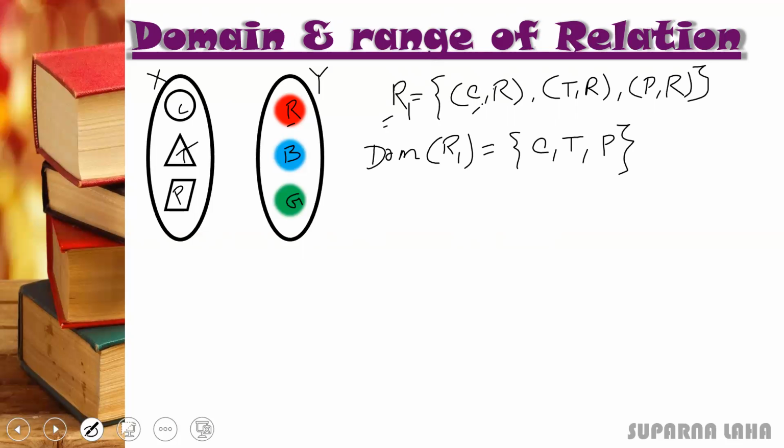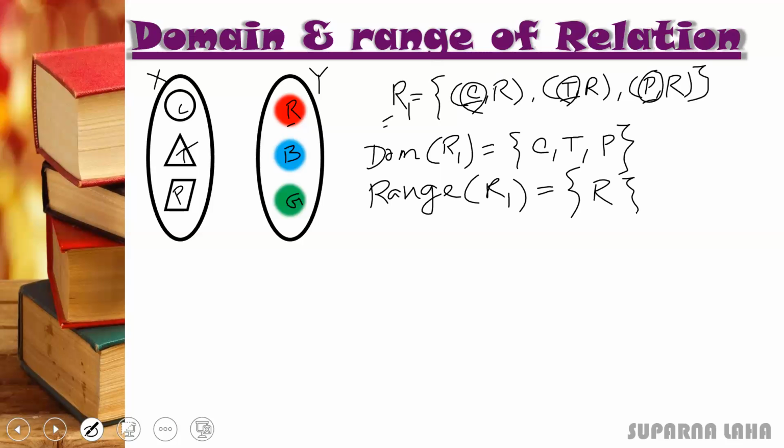That is the first element of the ordered pairs present in this relation R1. C, T and P is the domain for R1, and the range for R1 is the second element of these ordered pairs. That is, this is only R.